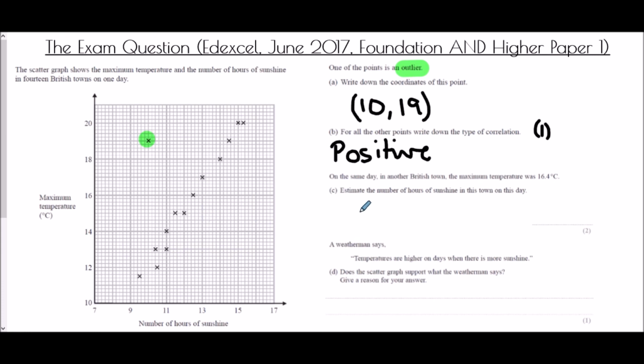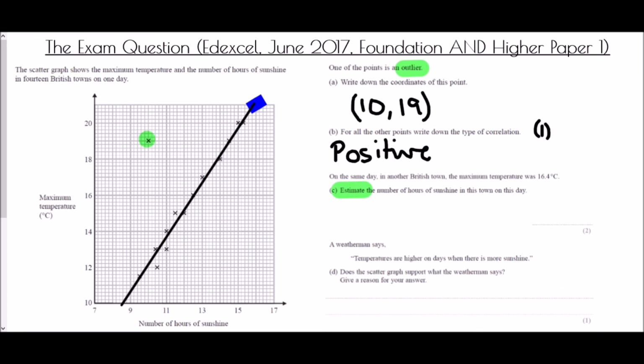The next part of the question: on the same day in another British town, the maximum temperature was 16.4 degrees Celsius. Estimate the number of hours of sunshine in this town on this day. There again is that word estimate. If you want to get full marks, you must use a line of best fit to do that. You could take your pen and try to lay it over the top, but these points are already pretty clear as to where our line of best fit should go. It'll be there.